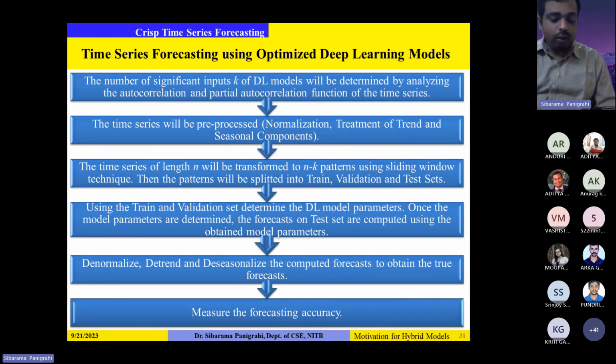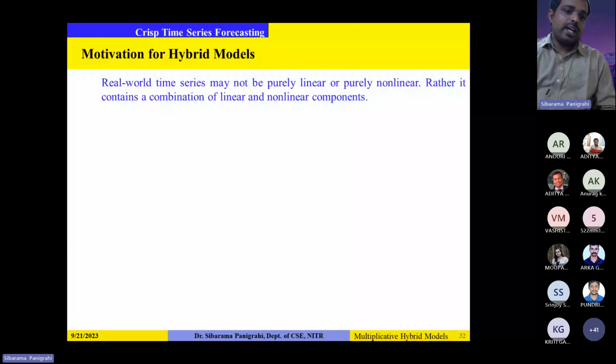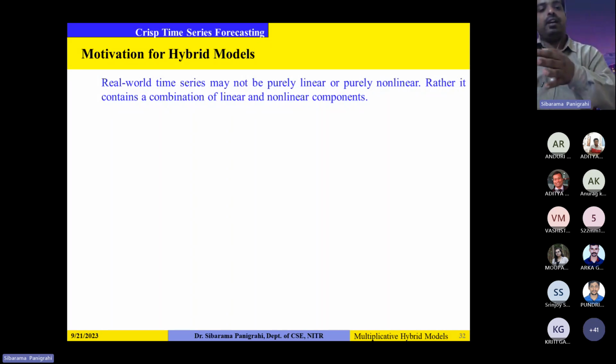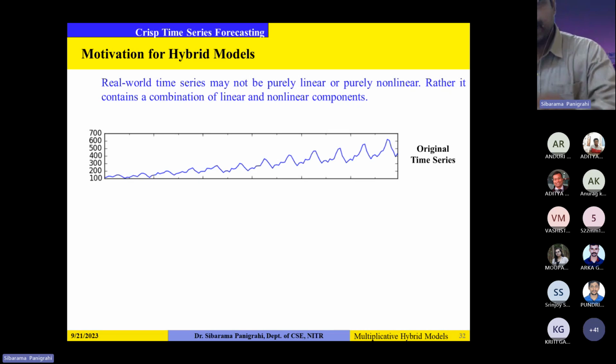patterns well. However, most of the real world time series may not be purely linear or purely nonlinear. Rather, it contains a combination of linear and nonlinear components. And in that case, neither linear statistical models nor nonlinear machine learning and deep learning models can give you a better result.